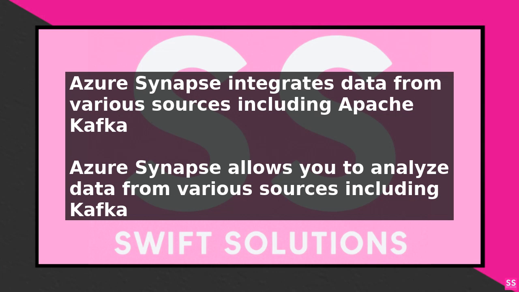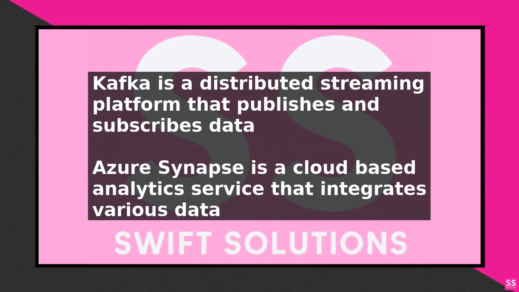Step 1: Understanding Kafka and Azure Synapse integration. To ingest data from Kafka into Azure Synapse, you need to understand how these two services integrate. Kafka is a distributed streaming platform that publishes and subscribes to data streams. Azure Synapse, on the other hand, is a cloud-based analytics service that allows you to integrate and analyze data from various sources.